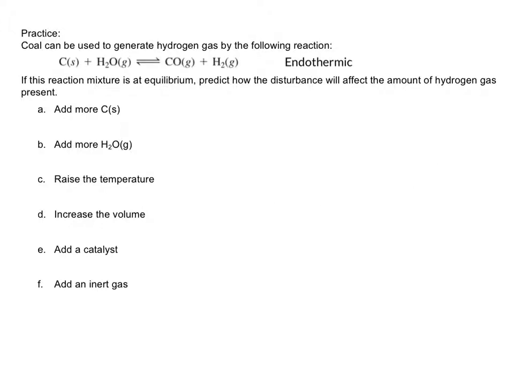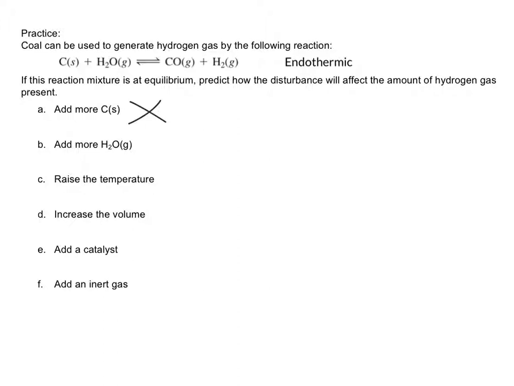All right, so finally we're just going to do an example. In this one we have coal and water being used to generate carbon monoxide and hydrogen gas. In this reaction, we have a few different things that we could do, and the first is to add more carbon. Be careful, because remember, carbon, which is a solid, will not appear in the equilibrium expression, so its concentration remains unchanged through the reaction. So adding a solid or a liquid, whether it's a reactant or a product, has no effect on the equilibrium, so that will result in no change.